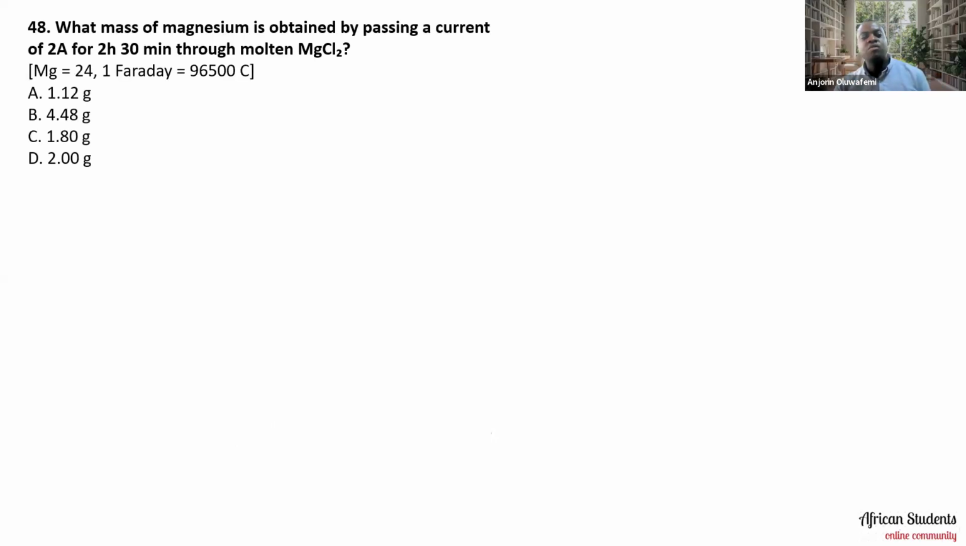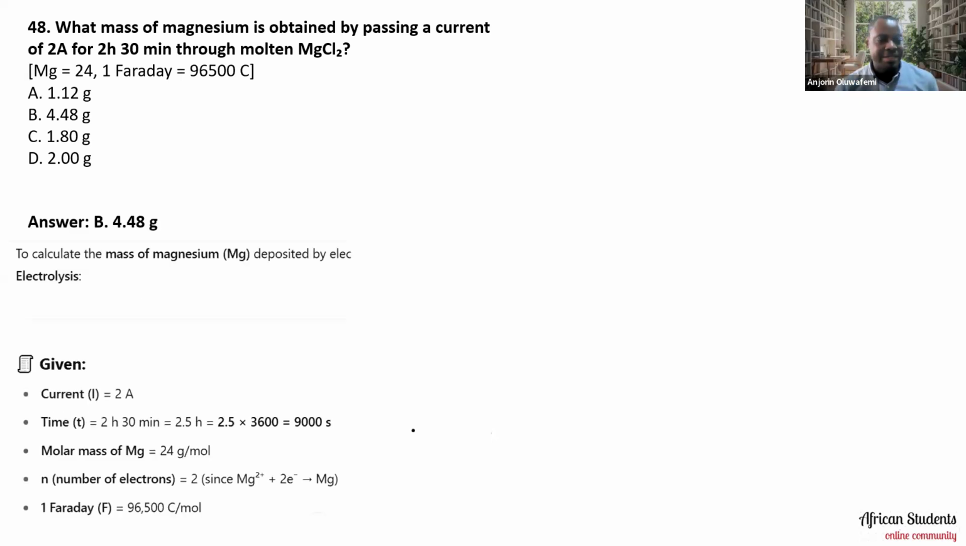What mass of magnesium is obtained by passing a current of 2 amperes for 2 hours, 30 minutes through molten magnesium chloride? We're given these parameters. 1 Faraday equals 96,500 coulombs, and magnesium has a relative atomic mass of 24. Okay, so the options are 1.12 grams, 4.48 grams, 1.80 grams, or 2.0 grams. So when we calculate, our right answer will be 4.48 grams.